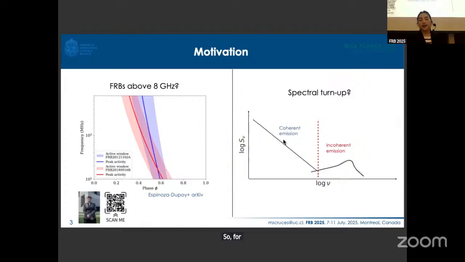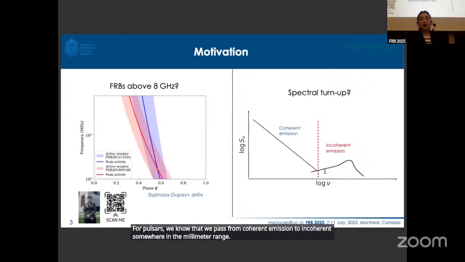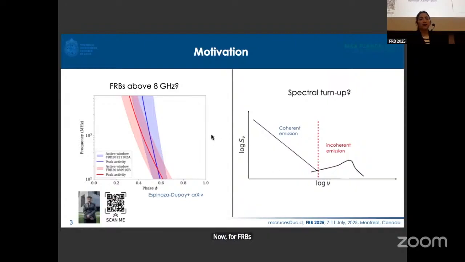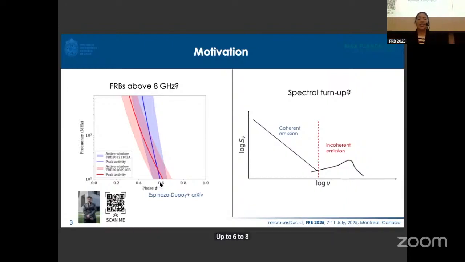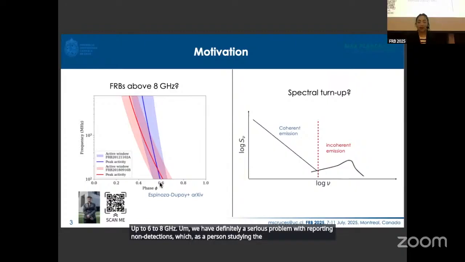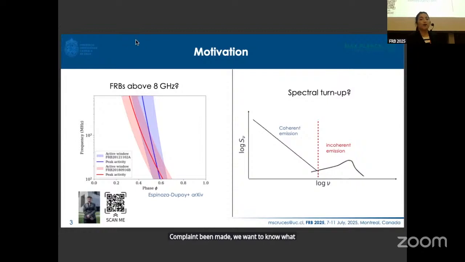So for instance, with this sketch that I'm showing you here, for pulsars, we know that we pass from coherent emission to incoherence somewhere in the millimeter range. Now, for FRBs, what happens? As of now, we have detections from roughly 200 megahertz up to 6 to 8 gigahertz. We have definitely a serious problem with reporting non-detections, which as a person studying the repetition pattern is a big issue. Complaint being made. We want to know what will happen much further from the centimeter wave band.